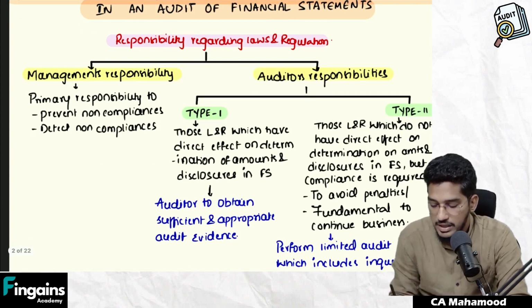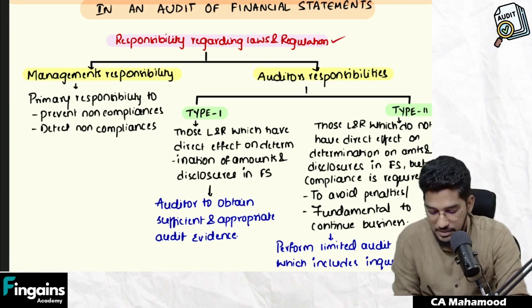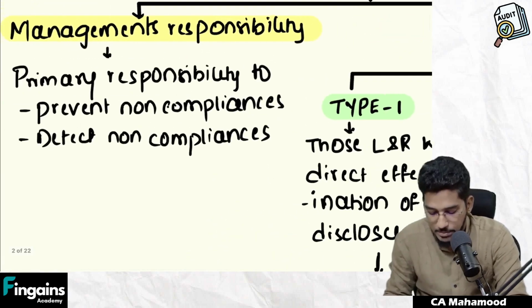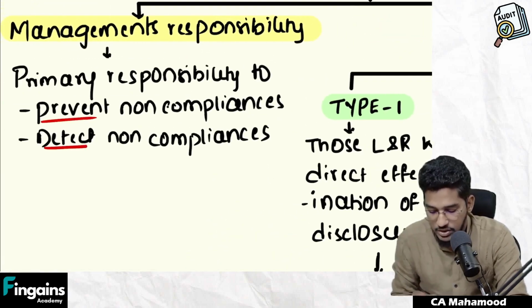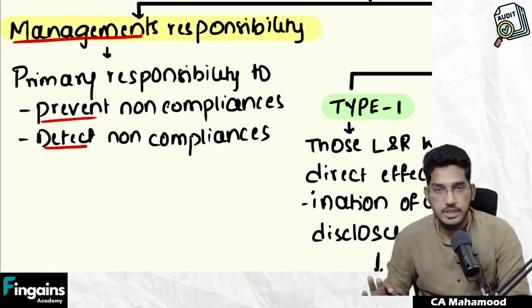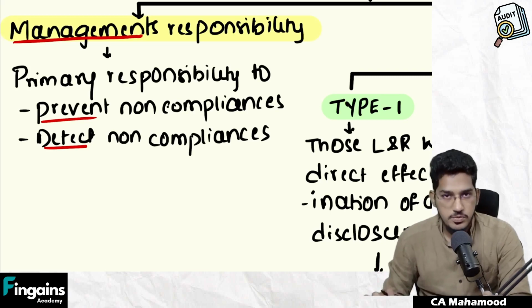So, responsibility regarding laws and regulations. As I have mentioned, management's responsibility is primary. The primary responsibility to prevent non-compliances and also to detect the non-compliances is always with whom? The management of the entity. Now, what about the auditor's responsibility?